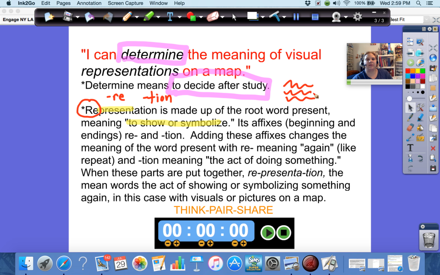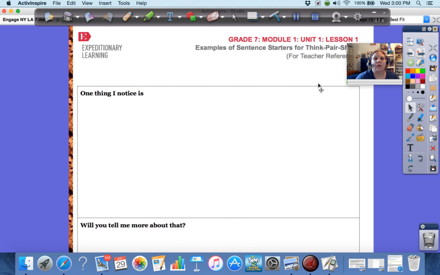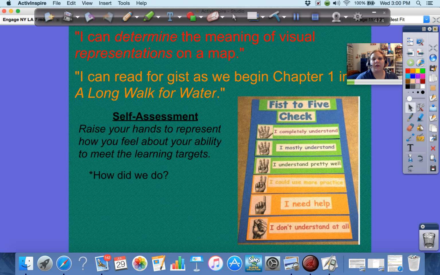Figure that out. Okay, so you would have had some time to do this with a partner. And it helps if I'm on the arrow here. Okay. So now you would think, pair, share this with your partner. One thing I notice, will you tell me more about that? You would just jot your answers in, whatever they are. And again, we're still talking about this. Do the fist for five. How well do you think you understand that? And then I can read for gist as we begin chapter one in A Long Walk for Water.